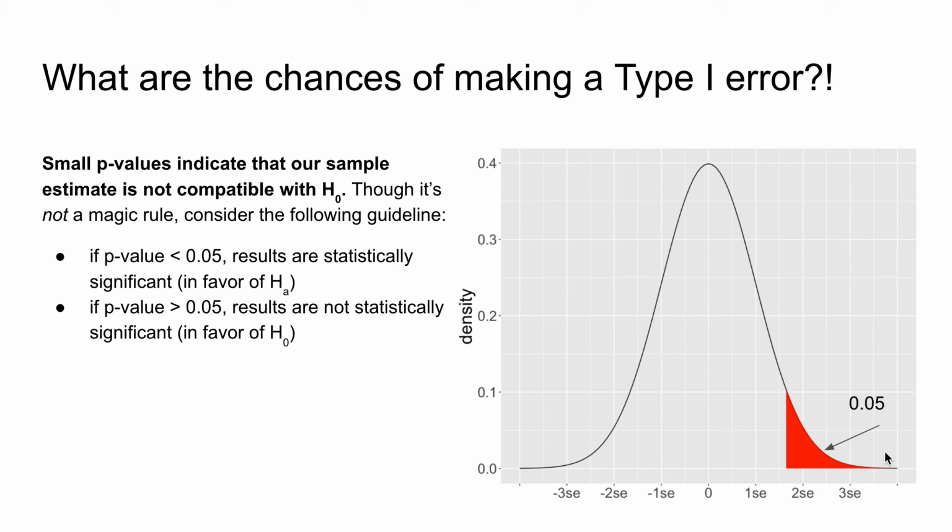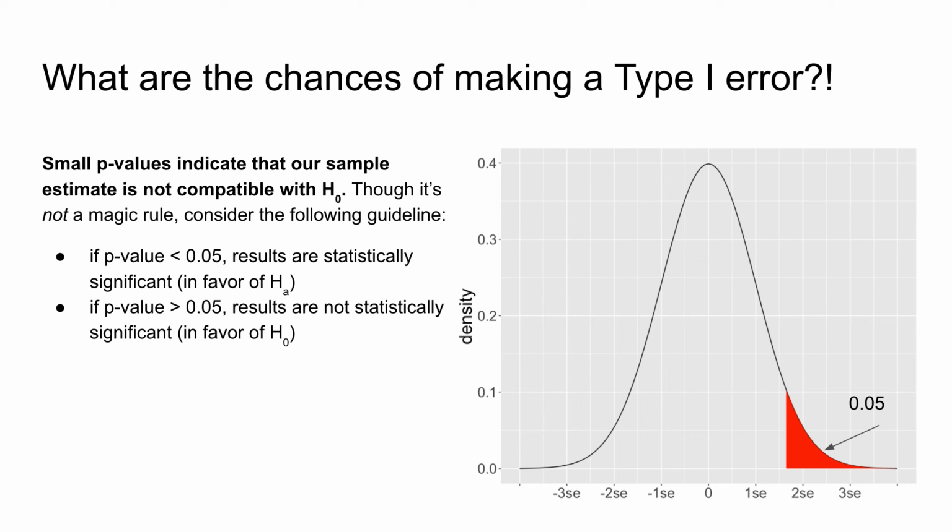In general, small p-values like those we've seen here indicate that our sample estimate is not compatible with the null hypothesis. But how small is small enough to reject the null in favor of the alternative? Though it's certainly not a magic rule, comparing the p-value to a value like 0.05 establishes a common guideline. If our p-value is less than 0.05, we'll conclude that our results are statistically significant in favor of the alternative. If our p-value is greater than 0.05, we'll conclude that our results are not statistically significant, thus conclude in favor of the null.